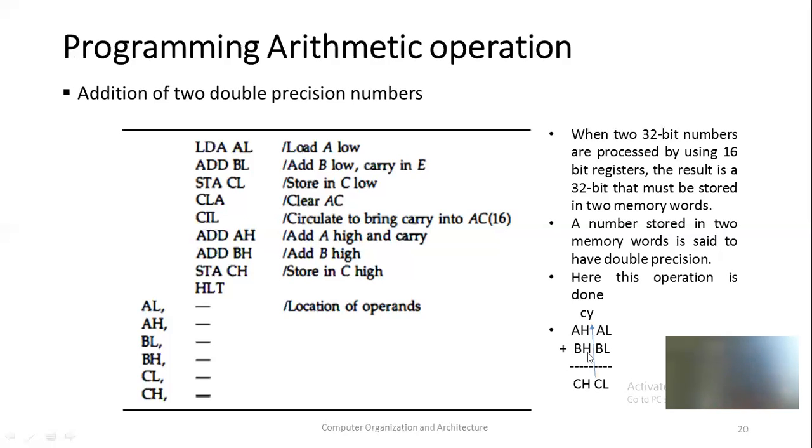For the next addition of the higher bits, you have to add AH, BH plus any carry that is generated. So how can you find out whether any carry is generated or not? For that you have to first clear the accumulator. That means your accumulator's 8 bits will be 0. And then do the circular left CIL instruction. If you use the CIL instruction, then you will circulate your accumulator with the E bit.